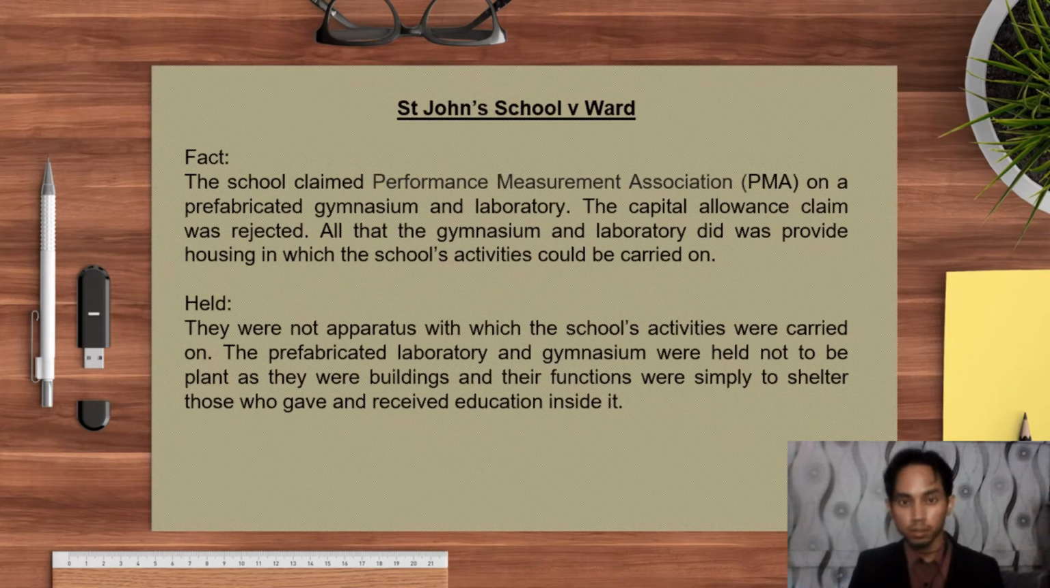And the last one from me is about St. John's School vs. Ward. The school claimed capital allowance on a prefabricated gymnasium and laboratory. The capital allowance claim was rejected. All that the gymnasium and laboratory did was provide housing in which the school activities could be carried on. They were not apparatus with which the school's activities were carried on. The prefabricated laboratory and gymnasium were held not to be plant, as they were buildings and their functions were simply to shelter those who gave and received education inside it.